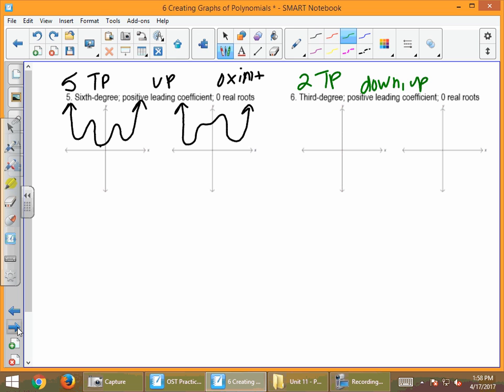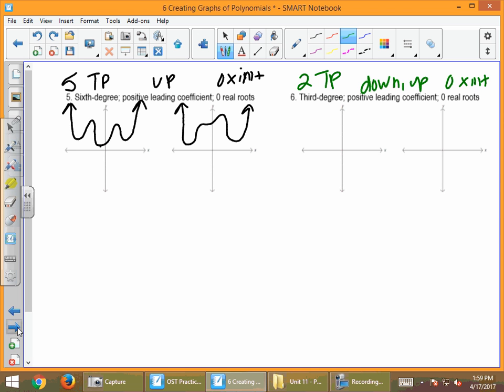And 0 real roots. So how many x-intercepts is it going to have? None. Well, how can we draw this? What's this graph going to look like? Why? Yeah, good. The ends are going in opposite directions, so no matter what you do, you have to cross the axis at some point, because one is pointing down, the other is pointing up. You have to cross it eventually. So this is a situation where it's not possible.